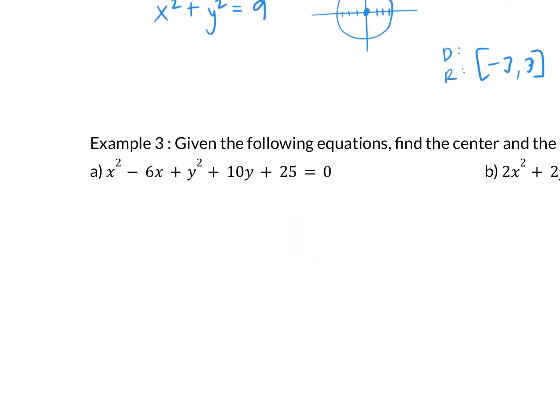These next two, okay, we're just going to actually do one of them. We will skip letter B.